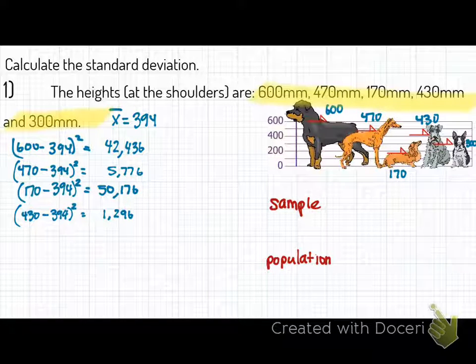Last one. What's the size of the Boston Terrier? 300. Subtract the mean, which is 394, giving negative 94. Square it.